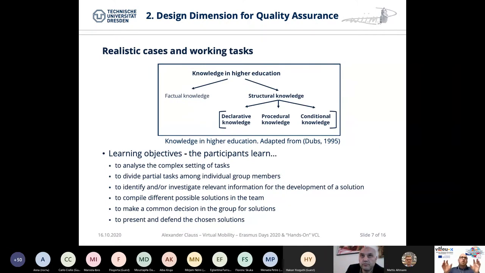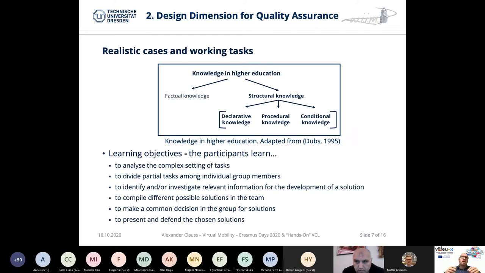The next point is the realistic cases and working tasks. As you know, there are two kinds of levels of knowledge in higher education. The first one is factual knowledge: knowing terms, theories, and models. The other one is structural knowledge, which is parted into declarative knowledge, the knowledge of knowing what to do, procedural knowledge, knowing how to do things, and on the right-hand side, conditional knowledge, knowing when and why to do things. So we focus on the right side, structural knowledge.